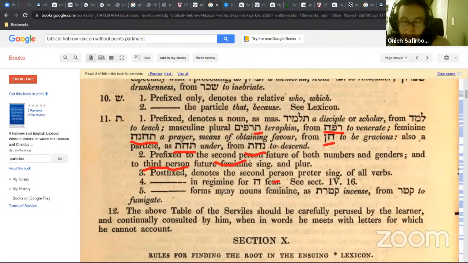And then it also can form nouns. Some nouns in Hebrew are formed with tav, like fumigate, the verb fumigate. When you add tav at the end, it makes it into incense. Yep, so hopefully you guys found that pretty interesting.